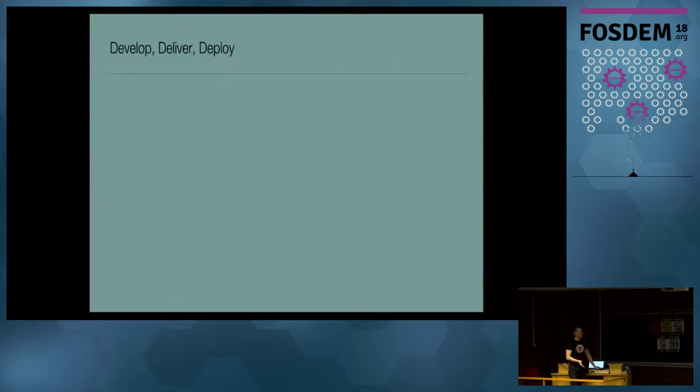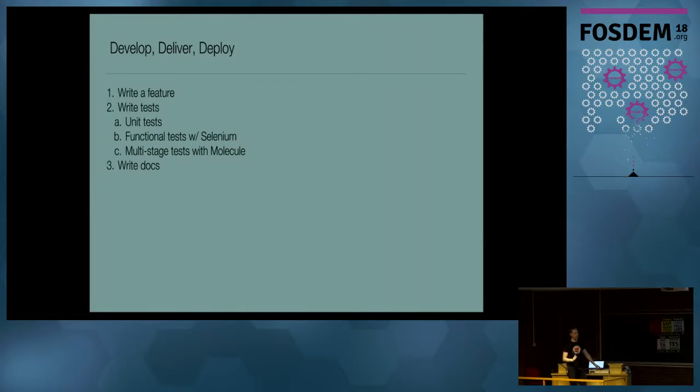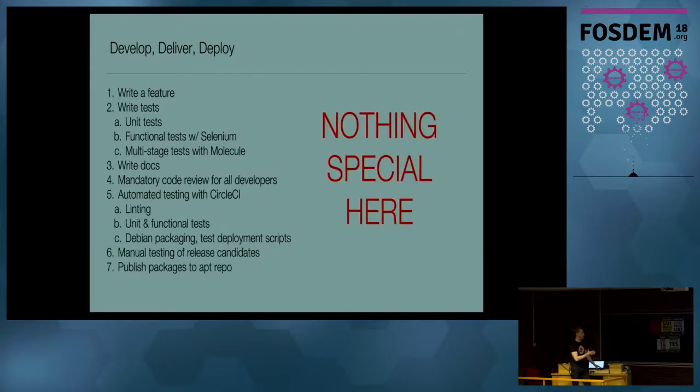Our development is actually very simple. We write a feature, we write tests, we write unit tests, we do functional tests with Selenium, we write multi-stage tests to test deployment and provisioning with Molecule. We write a bunch of documentation to help sources and admins and journalists and developers. We do mandatory code reviews for everything that gets merged by at least 2 members of the team, so the person submitting it and the person signing off on it. We automate testing, we do linting. This is all pretty normal stuff for development. So this isn't actually that special of a thing that SecureDrop does.